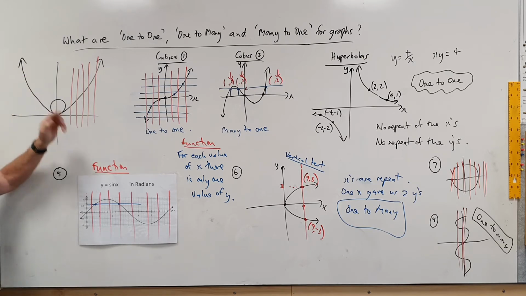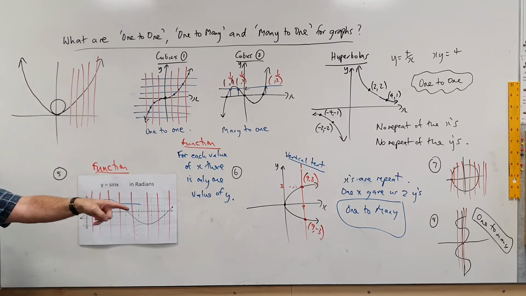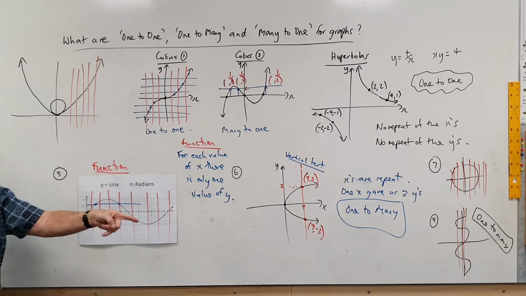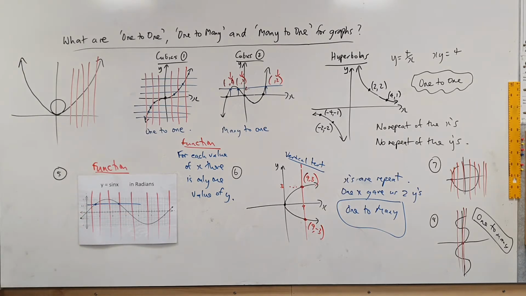So what would happen with a sine graph if I turned it sideways and I wanted to make it into a function? It would be interesting actually to put that sideways and see if I can get it. Maybe in degrees.